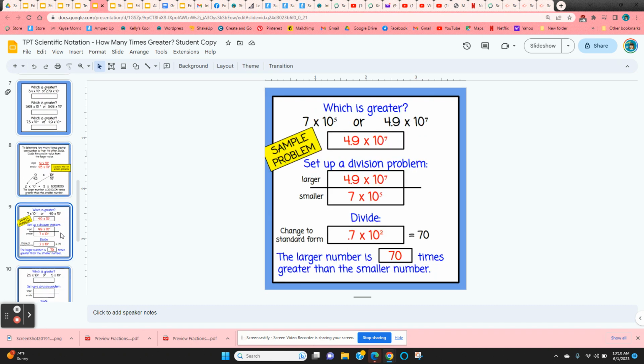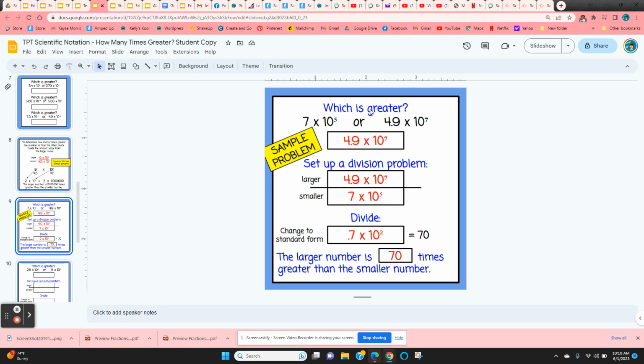Now, this is what they're going to be doing next. So this is a sample problem. The first thing they're going to do is determine which one's greater. Type that in the box. Then set up their division problem, the larger divided by the smaller.